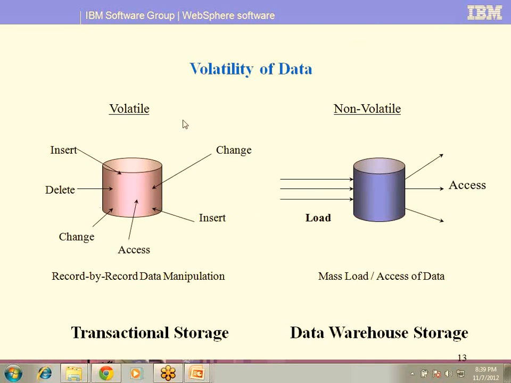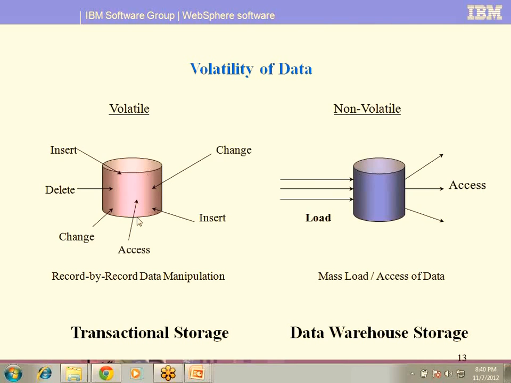But while loading the data into the warehouse, we are not going to load one single record. For loading one single record, we are not going to do any ETL process separately, because the data we have in the warehouse will be non-volatile data, and the data we are accessing from this system will be a huge amount of data. We are going to access and process a huge amount of data here.